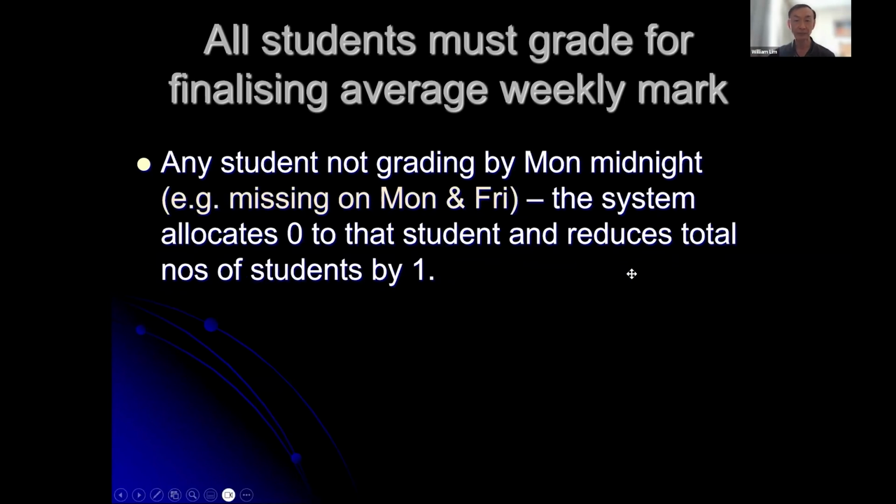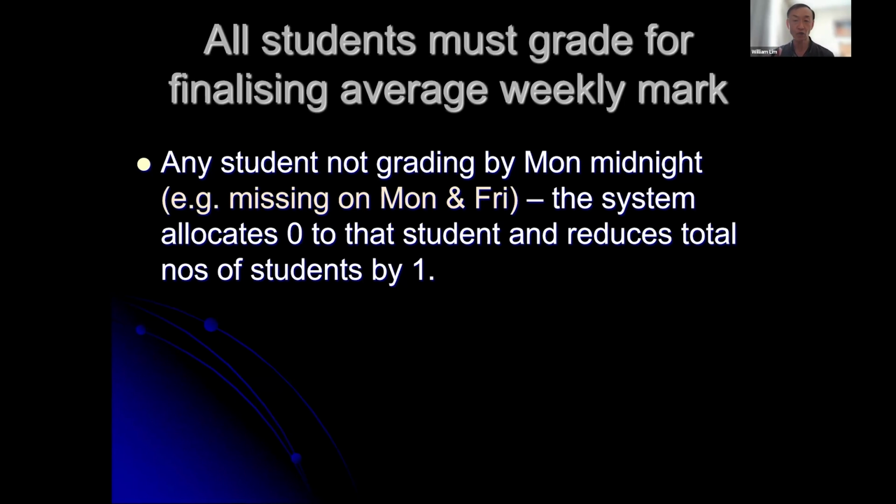Okay, now we come to the absence, right? So Monday midnight is the deadline, isn't it? Because if you don't have a deadline, you cannot finalize the grade for that week. If anyone is missing on Monday and Friday, missing means absent for no good reason, okay? If you're missing, you cannot grade people because you don't know what the performance is like. People also cannot grade you because they did not see you.